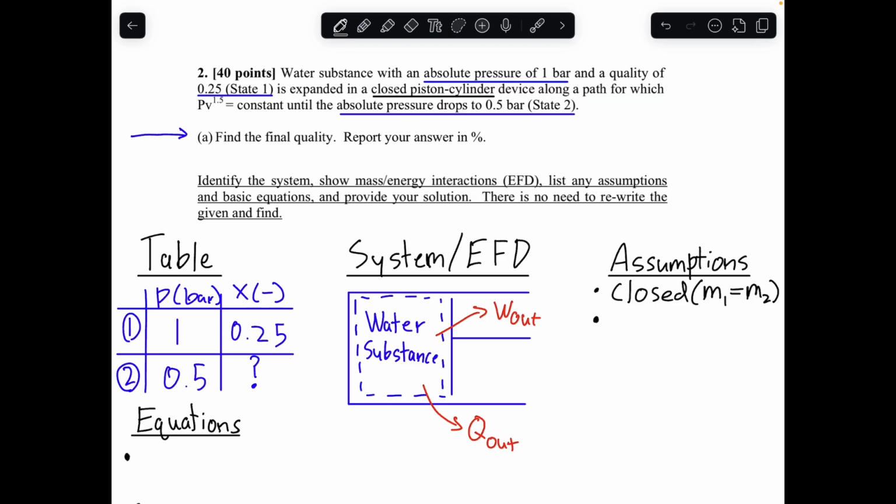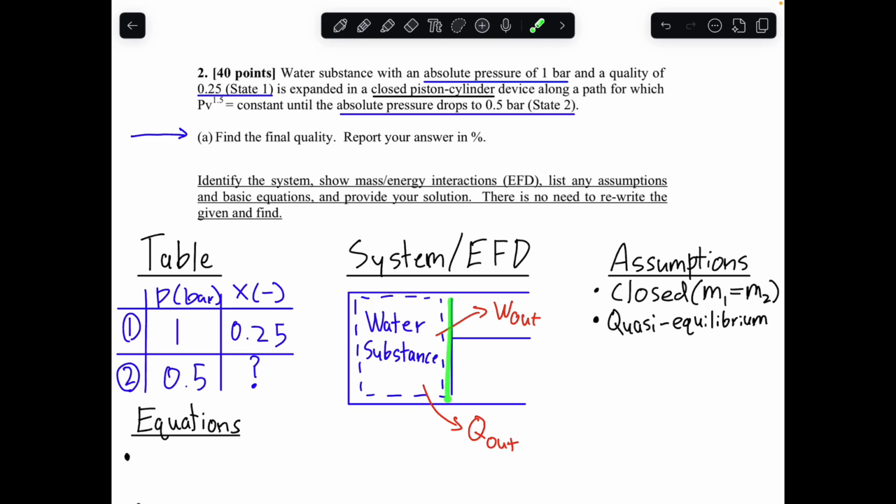Another good assumption to make for most piston cylinder problems is that we have a quasi-equilibrium process. So what quasi-equilibrium means for us is that we basically have uniform properties all throughout this water substance. So the pressure here, for instance, we can assume is the same as the pressure in the middle. It's the same everywhere in here. Same as the temperature is the same at all points and all of that.